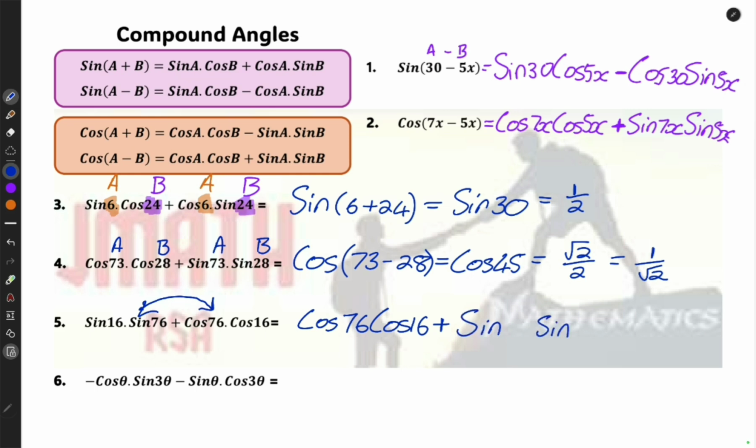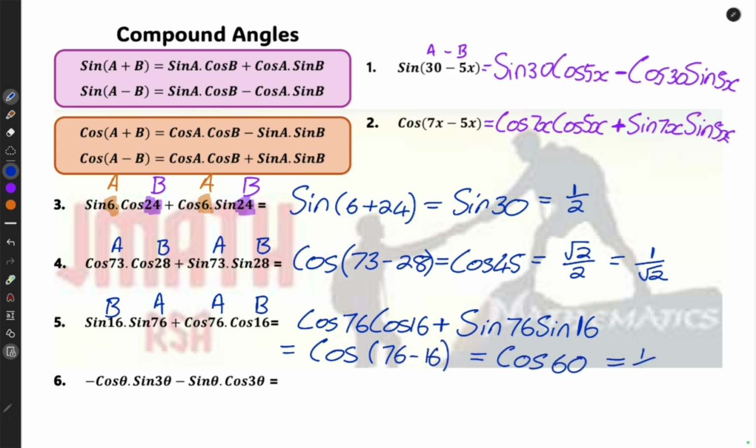Now something that's very important is I need to identify what is my angle A and what is angle B, because it actually makes a difference if there's a minus in the bracket eventually. So I'm going to look at the cos side, and I'm going to say that's A, that's B. Then with sine, I'm going to have to reorder these two and write the sine 76 first, and then the 16, because that will now change into cos A minus B, which is then 76 minus 16 equals cos 60, which equals a half. Okay, so watch out for that one. That can be very tricky. You don't want to get this wrong.